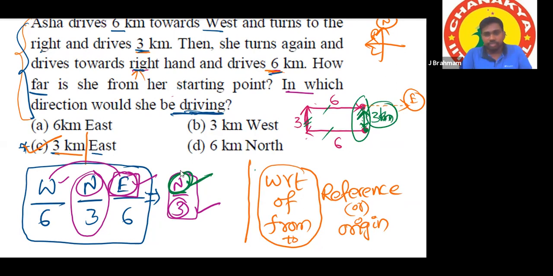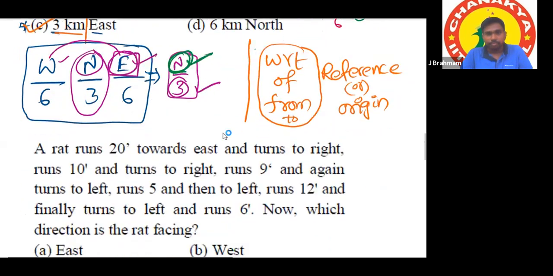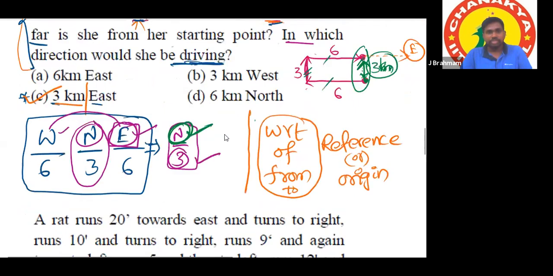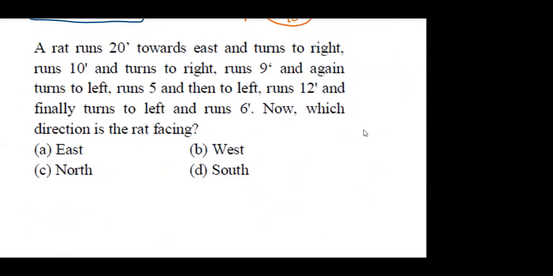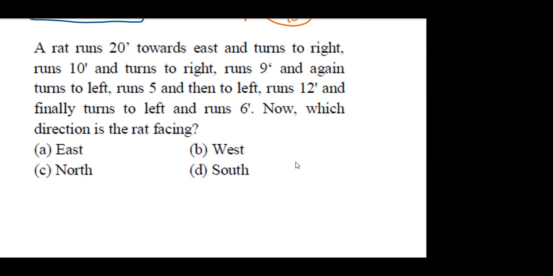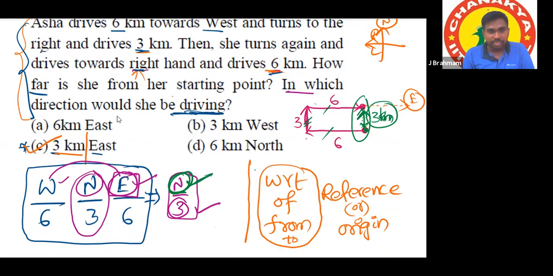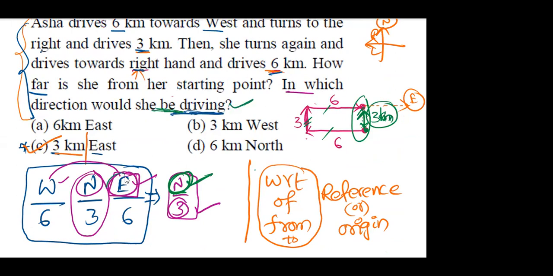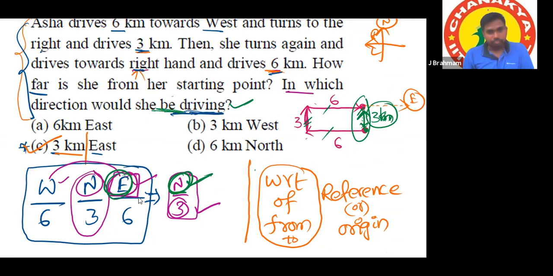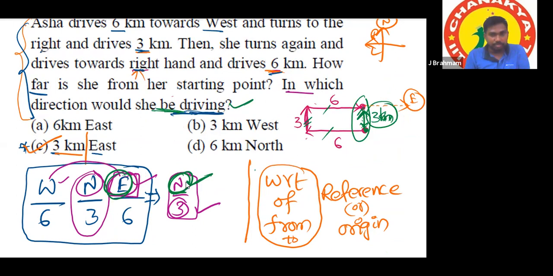If you do one more question with the same idea or the same shortcut, we can get clarity. Okay, see the next question. You have to consider the last direction they have given, because the question is about the last direction. The question is in which direction would she be driving finally. So that's why we have given east as the answer. Suppose the question is in which direction is she with respect to the starting point, then it will be north only.